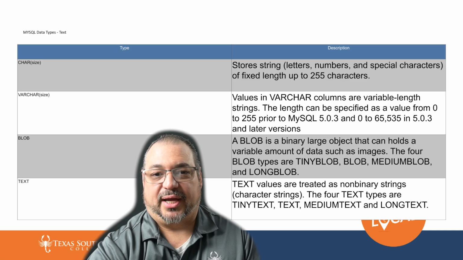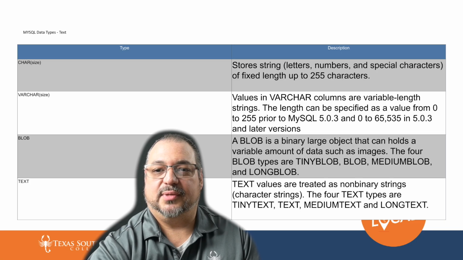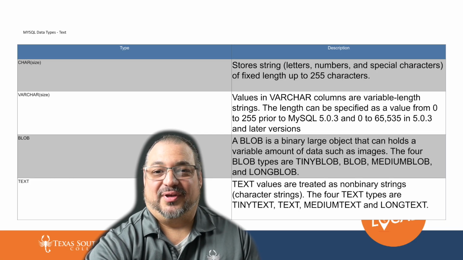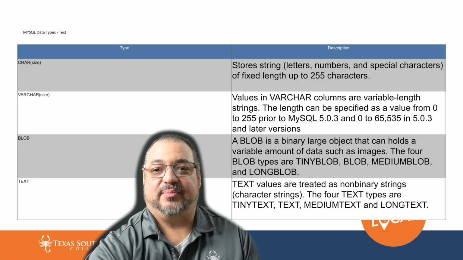Data types in MySQL. Text types. We have the char and the size. Stores strings, letters, numbers, and special characters of fixed length up to 255 characters. Varchar. Values in varchar columns are variable length strings. The length can be specified as a value from 0 to 255 prior to MySQL 5.0.3 and from 0 to 65,535 in MySQL 5.0.3 and later versions.